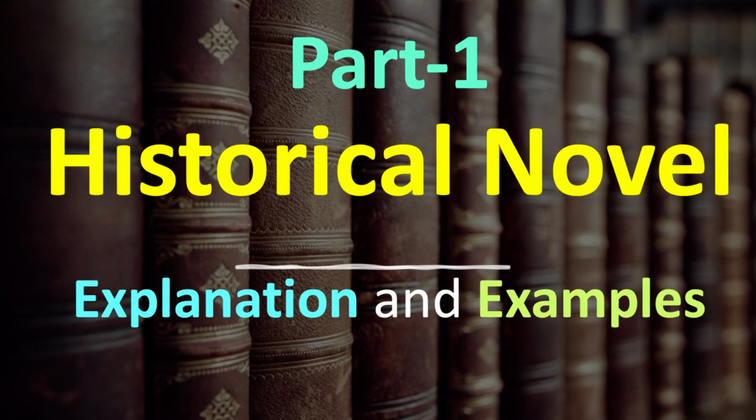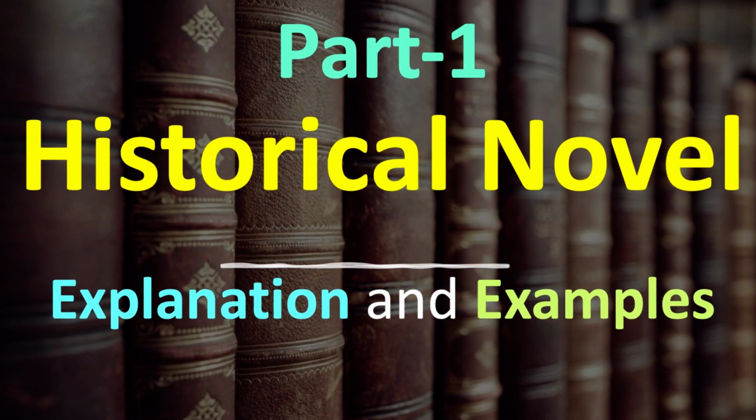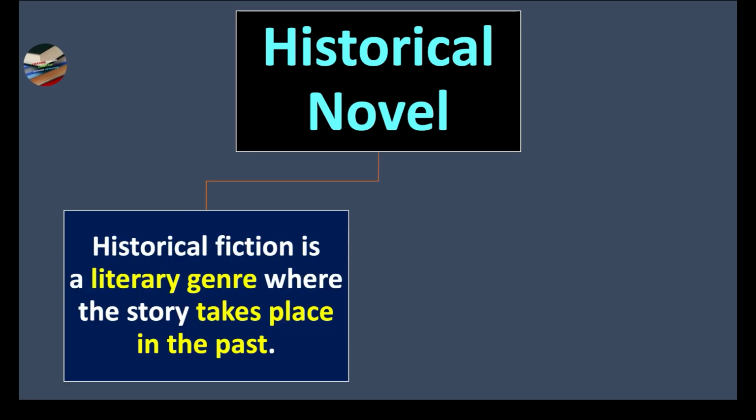Part 1: Historical Novel Explanation and Examples. The first one is historical novel. Historical fiction, sometimes we call historical novel and sometimes we call historical fiction, is a literary genre where the story takes place in the past.